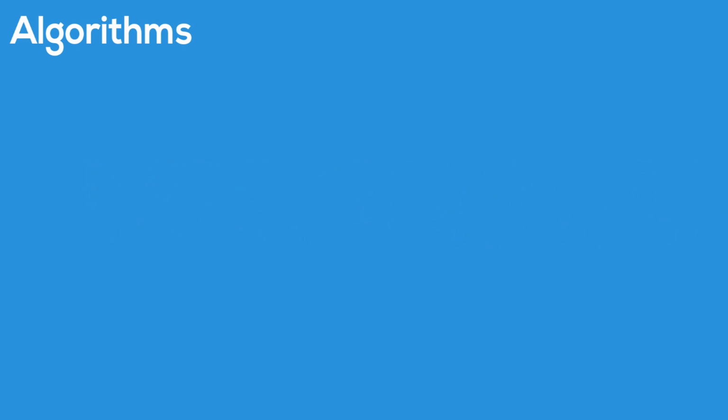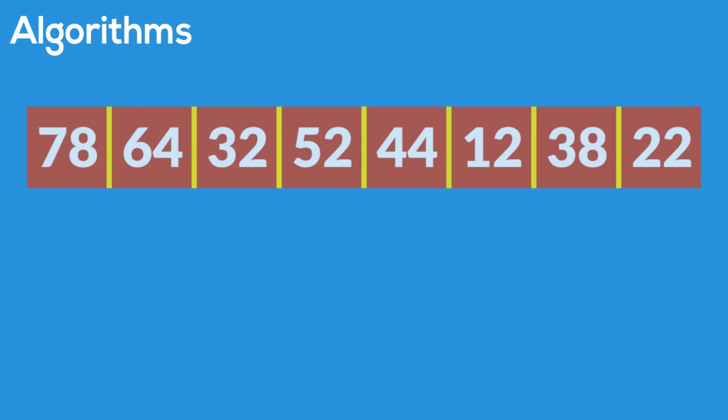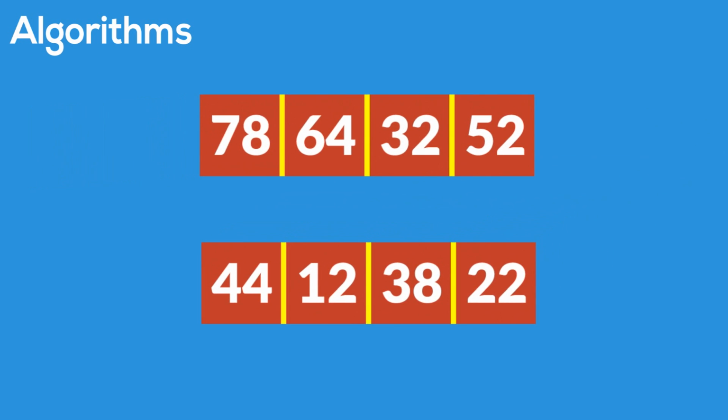We learned how bubble sort can arrange numbers in the order you want by moving along the sequence and swapping values over multiple times. With merge sort, we split a larger set of data into blocks. Let me show you. 78, 64, 32, 52, 44, 12, 38, and 22. There's 8 random numbers. Now let's split them into 2 chunks. The order doesn't matter yet. 78, 64, 32, and 52, and 44, 12, 38, and 22.